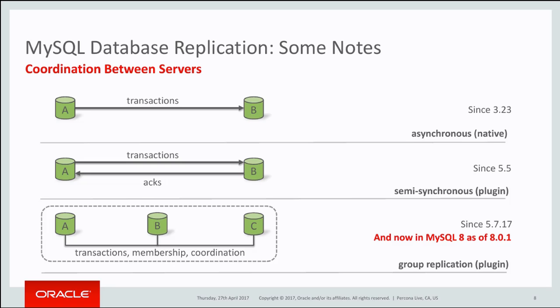And in late December last year, we did the group replication release for 5.7 as a plugin as well. So it's been out there since 5.7.17. And as of two weeks ago, we released MySQL 8.0.1, and it's the first MySQL 8 release that includes the plugin as well. So both 5.7 and 8.0 have the plugin in their releases.